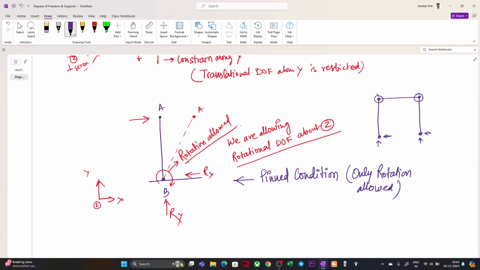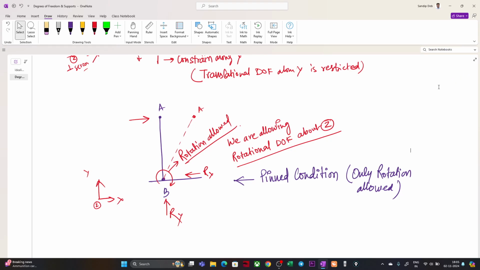But if you say here the rotation equal to 0, then the structure, even though it is a pinned point, is stable. We will come to this point again. This particular thing we will try to understand later, when we understand determinate and indeterminate structures.